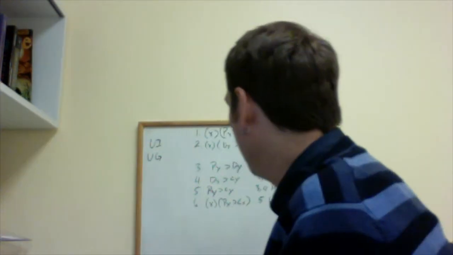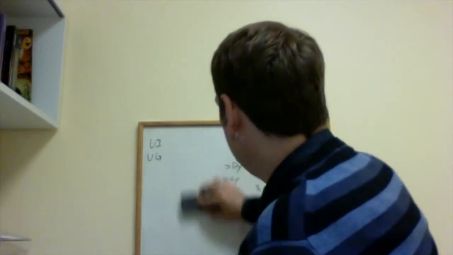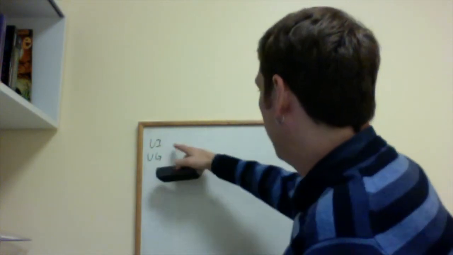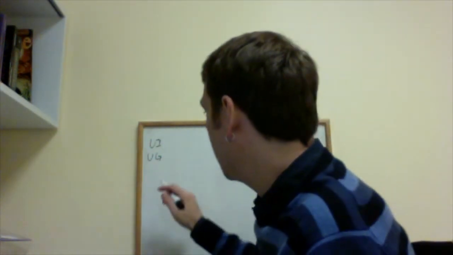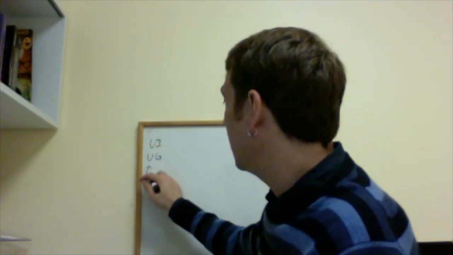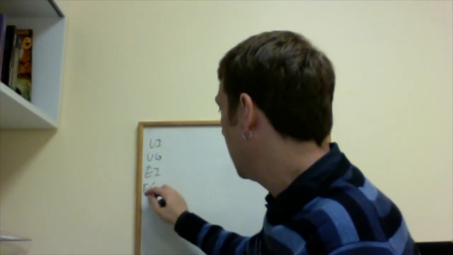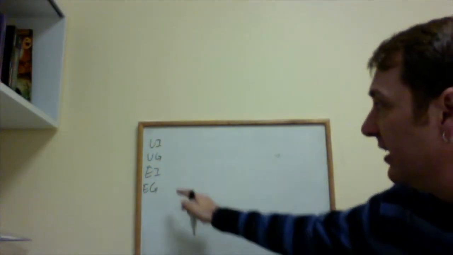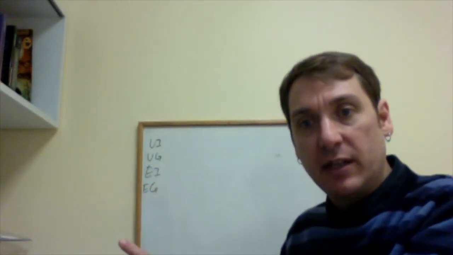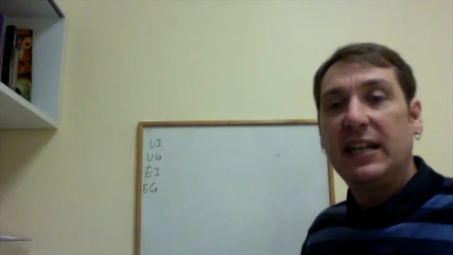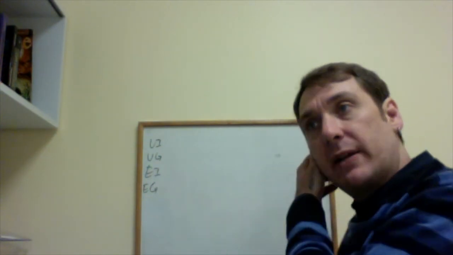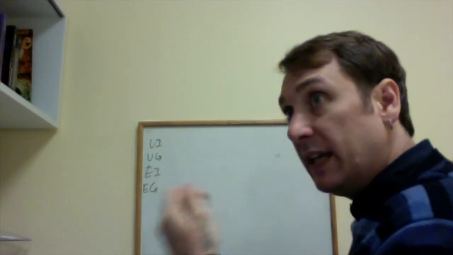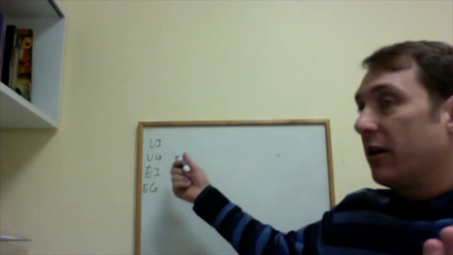Now we need to add 2 more rules to this. So we have universal instantiation, universal generalization, and we're going to do the same thing for our existential quantifiers. So we need an EG and an EI. EI for taking off the existential quantifier, and EG for putting existential quantifiers back on. So here's an argument which shows that we need our EG.